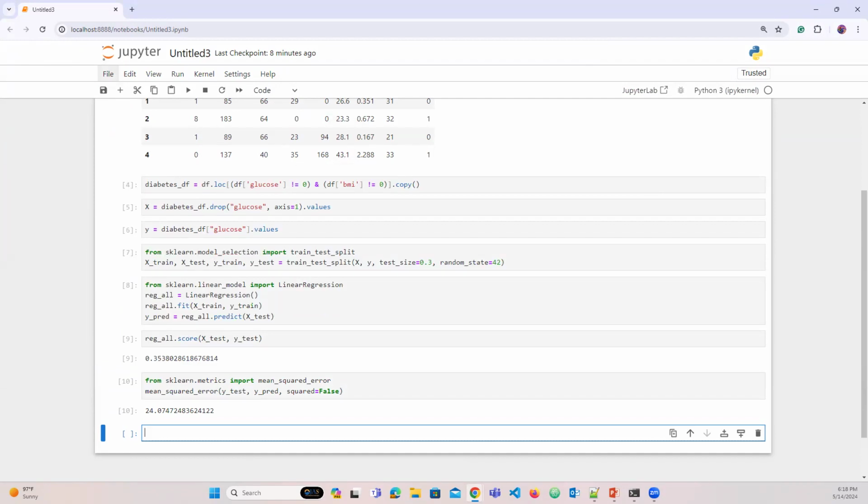So if you see this, 35% of blood glucose level variance is explained by this R squared. We call the model score method, passing the test features and targets. Here the features explain about 35% of blood glucose level variance in this score. Whereas 24 is the root mean squared error. The model has an average error for blood glucose levels of around 24 milligrams per deciliter.